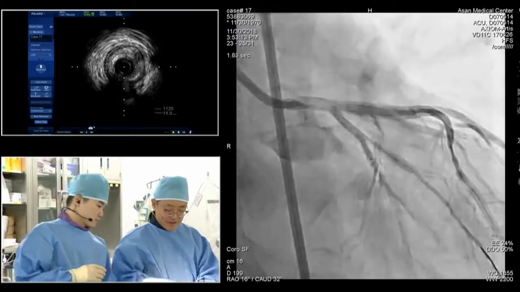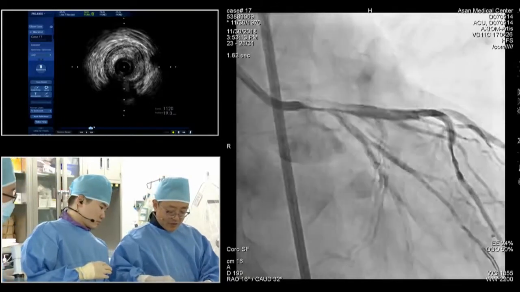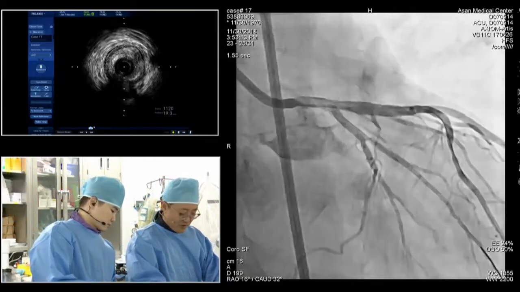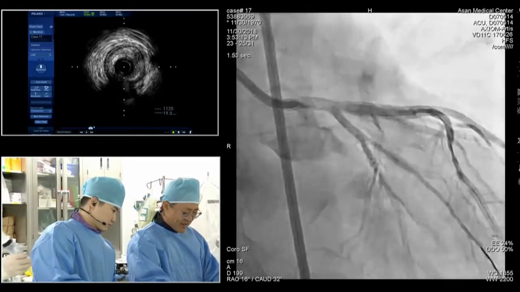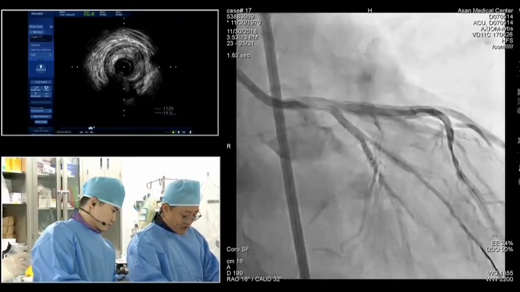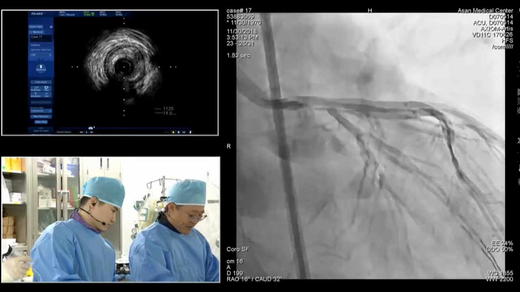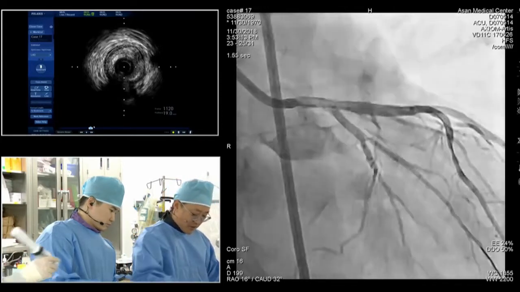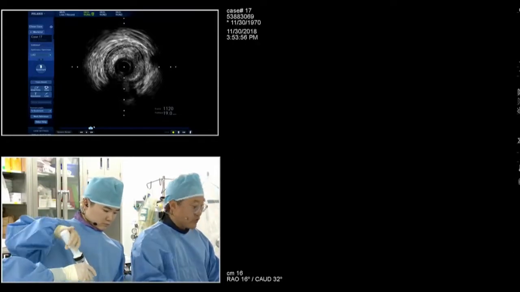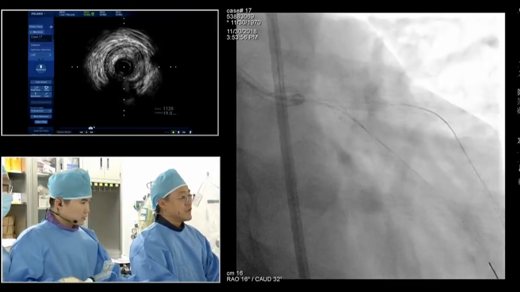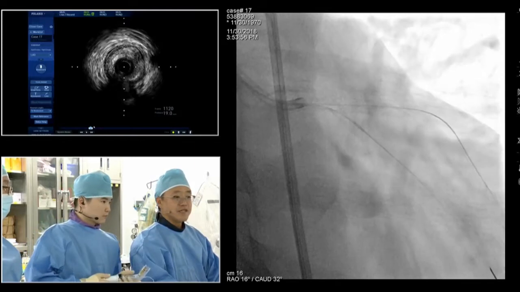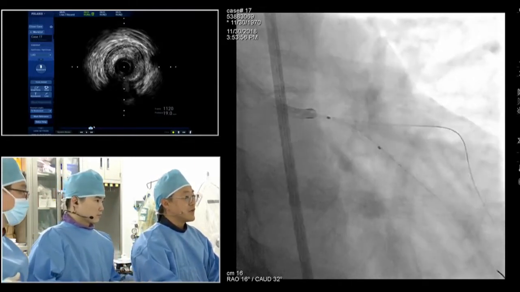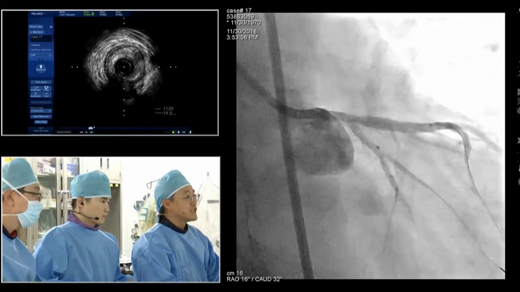And then I'm gonna apply the 3.0 Pantera for sock region, and then I'm gonna do additional 3.5 DCB, and then a short moment of kissing balloon, and then finish the procedure. This is 3.0. Prior stent is 3.015. Okay, passed well.